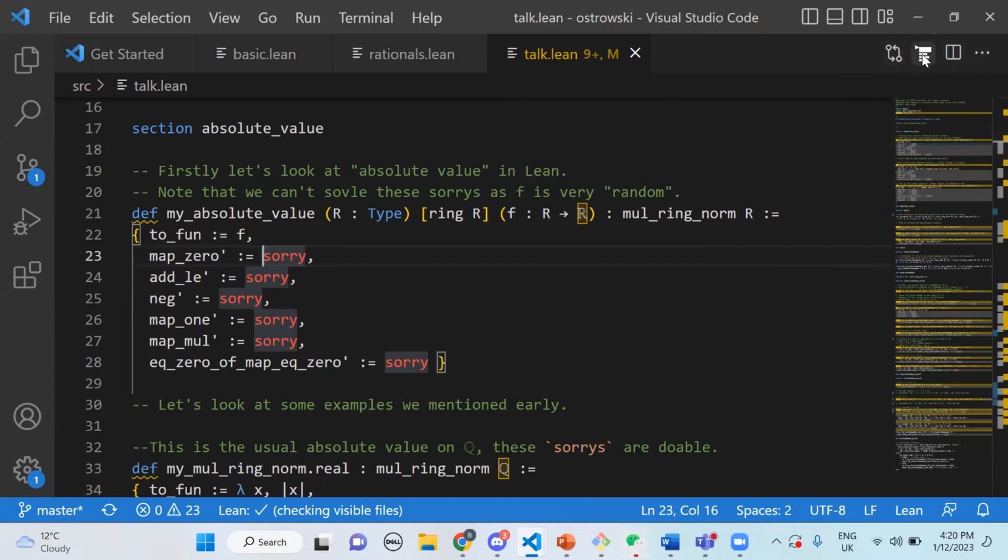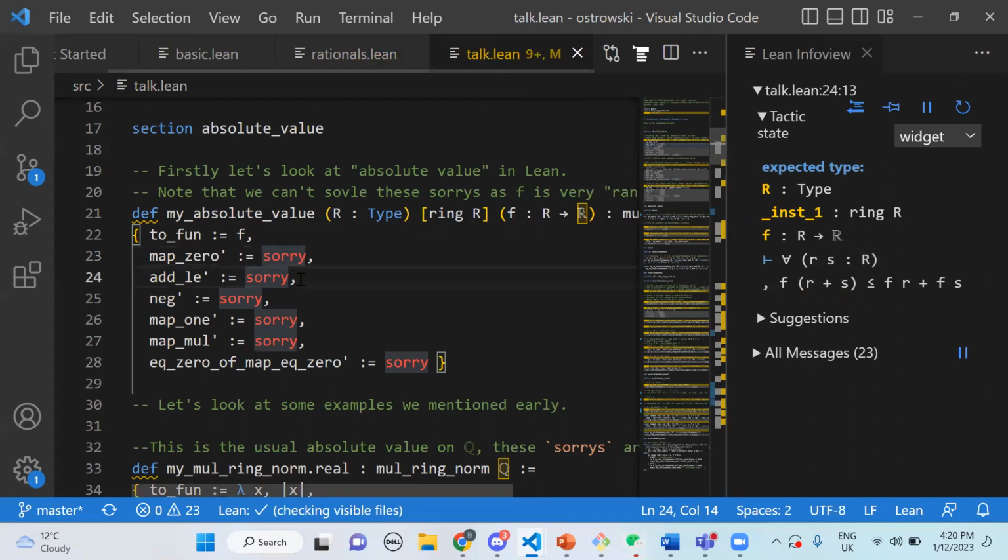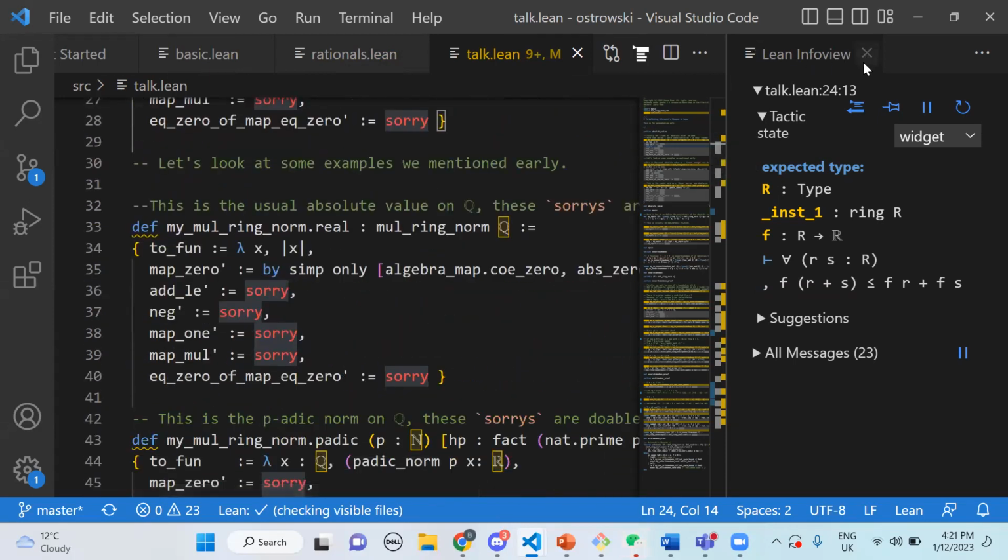If I open one of them, you can see the second line is Lean asking you, can you prove f of 0 is 0? And the next line is asking you, for any r and s in your ring, can you prove it satisfies this triangle inequality? But we can't actually fill in these sorries, because the f that we are given here is very random, and it doesn't really have any particular properties. So this is just an example. We actually can prove some of them here.